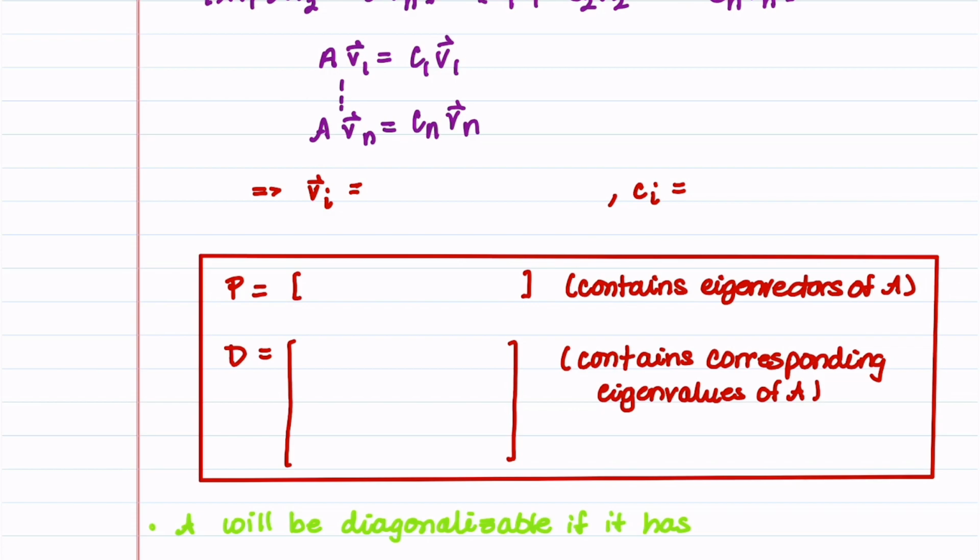Notice that these equations are the equations for eigenvectors. So that tells us that V sub i is an eigenvector of A, and C sub i is the corresponding eigenvalue of A.